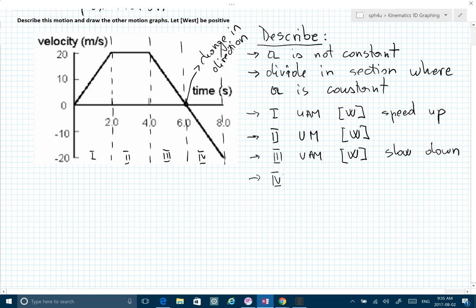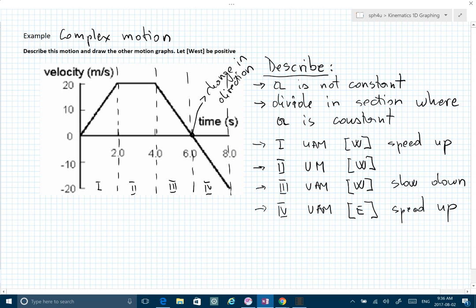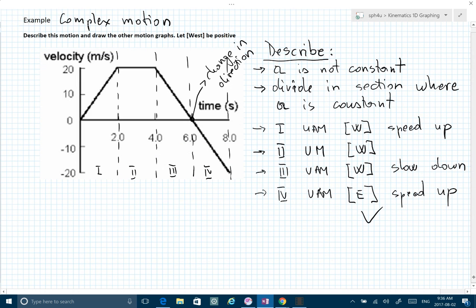And lastly, part 4, it's uniform accelerated motion. Why is it uniform accelerated motion again? Because the velocity time graph is a straight, slanted line, okay? However, now it's traveling in the negative direction, right, which is east, and it's not slowing down, but is speeding up, right? The velocity goes from 0 to 20 meters per second east at the end of the 8 seconds. All right, so we are good with the description. Now let's start finding some numbers before we graph, right? Let's find some quantities.